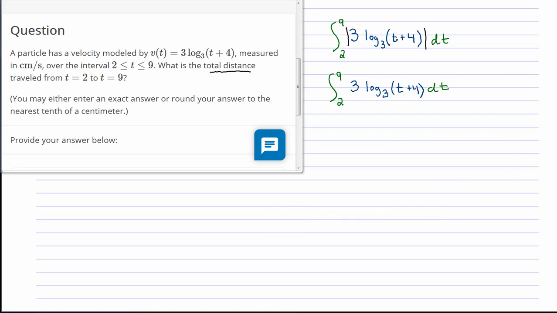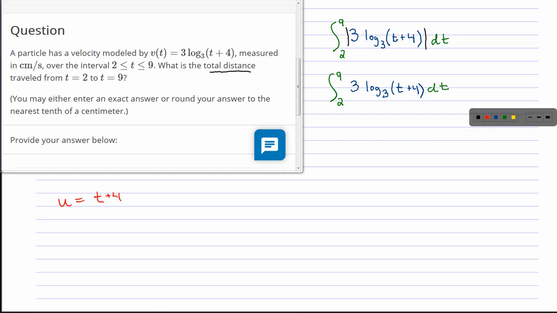Oh brother, how are we going to do that? Okay, well, this is kind of a complicated thing. So I'm going to do this with u substitution. I look at this and say, okay, it kind of has an inside and an outside function. The inside function is t plus 4. So I'm going to set u equal to t plus 4.